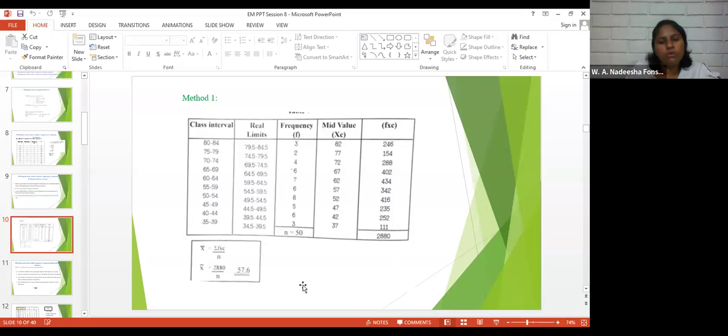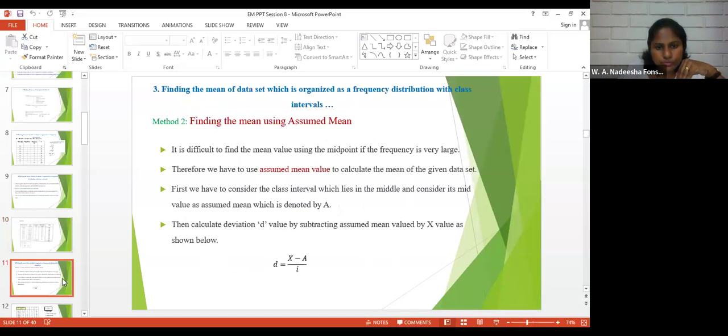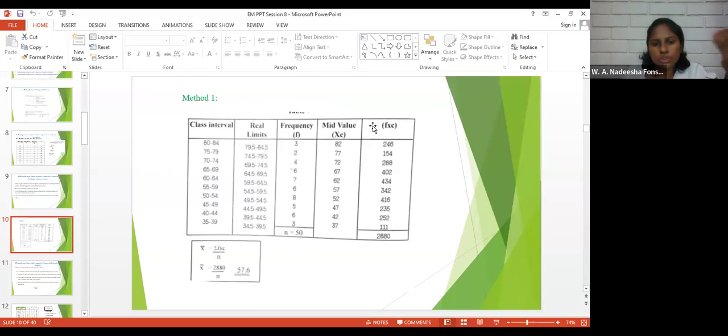We discussed that if the frequency or the mid value is a high value, then the calculation is much more difficult. Here, as sigma fx, we can have a large number, and we divide the large number by the large number of data points. It is much more difficult. Therefore, we have to go for the assumed mean value. If it is difficult for you to use the assumed mean value, no problem. You can use only frequency and mid point values. If the simplification is not too difficult for you, it's okay. No need to go for the assumed mean value.